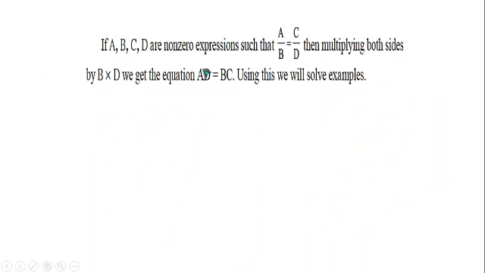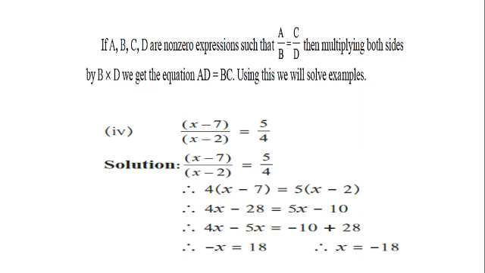Now children, if A, B, C, D are non-zero expressions such that A upon B is equal to C upon D, then multiplying both the sides by B into D, we get the equation AD equals BC. Using this, we will solve some examples. So let's see the fourth sum.